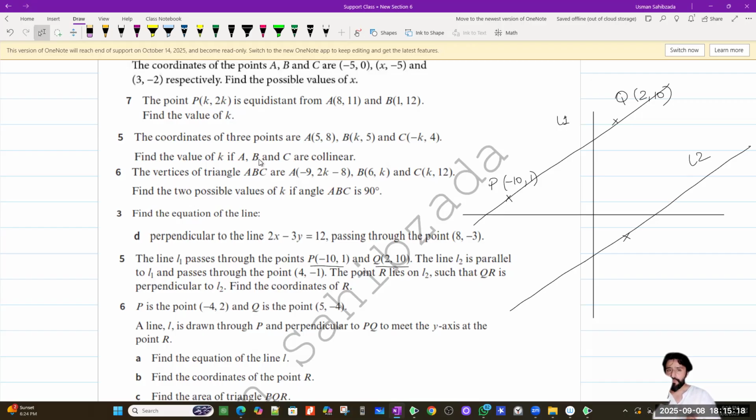Since it's parallel, it has the same gradient as PQ. That's the gradient of the line L1, L2. L2 and L1's gradient is the same. Finding the gradient is not a problem.